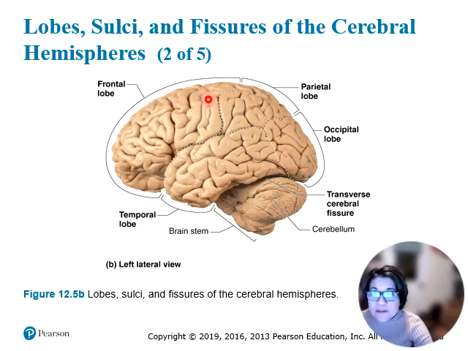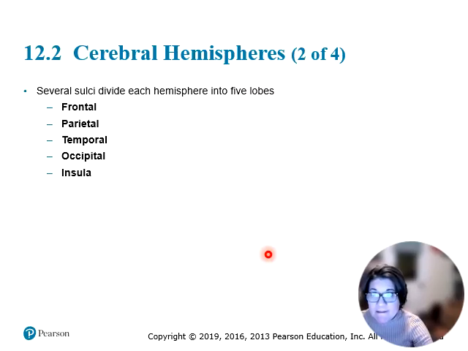Okay, so frontal lobe is all of this, parietal lobe is right here, occipital lobe is back here, and then your temporal lobe is your temples, and then your cerebellum is back here. Okay, so the sulci can be divided into 5 lobes, like I just showed you.